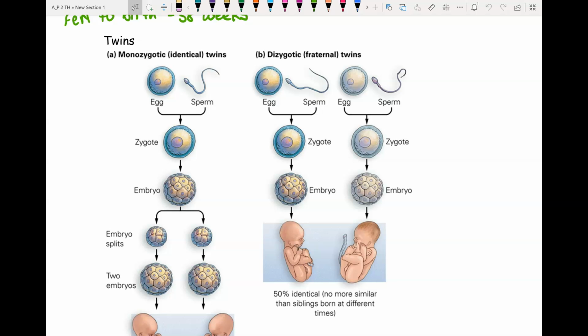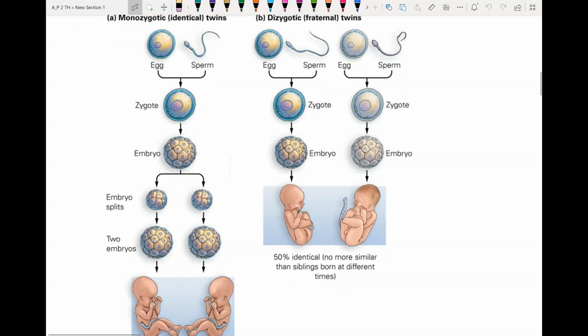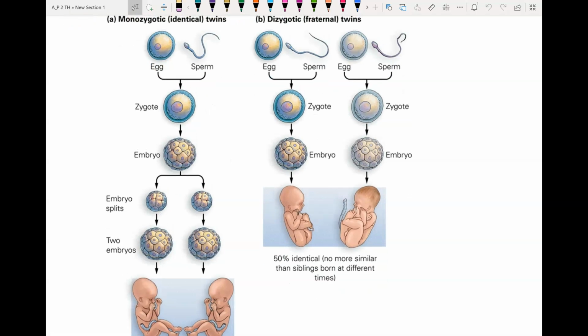Twins can be fraternal or identical. So monozygotic is identical twins. This is when you have one egg, one sperm, you get one zygote. That's why it's called monozygotic. So you have 46 chromosomes here. You get one embryo with its 46 chromosomes.